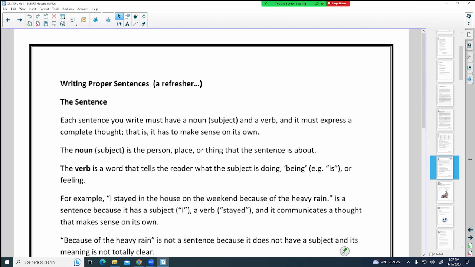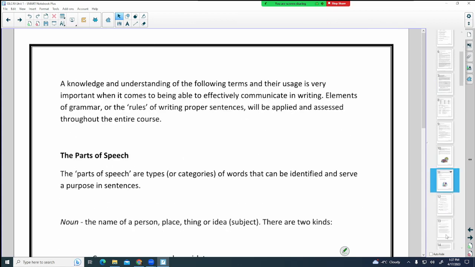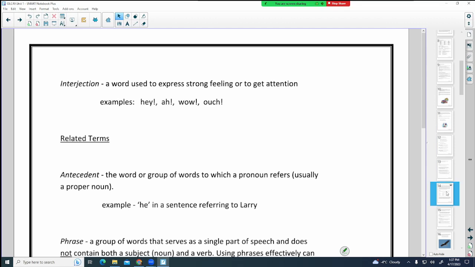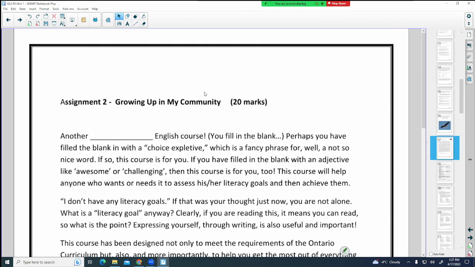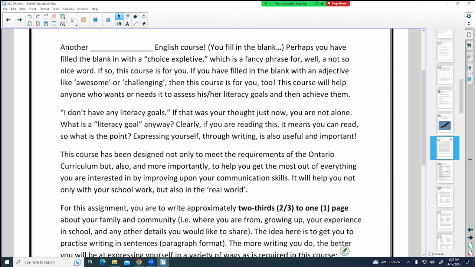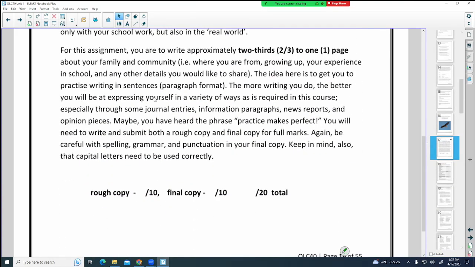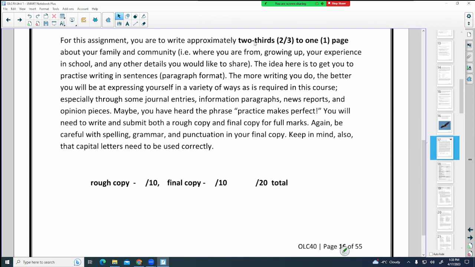Like if, for example, we go down and we look at assignment 2, and assignment 2 is growing up in my community, then I can scroll down here and we can see in bold, this one's going to be 2/3. So instead of a 1/2 a page, now you got to write a bit more. This is 2/3 or up to 1 page. And you are writing about your family and your community, where you're from, your experiences growing up, your experiences in school, and anything else you would like to share.